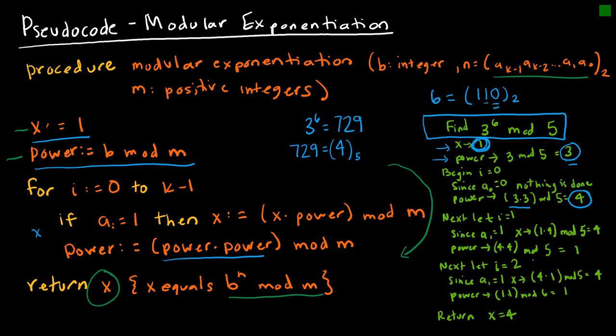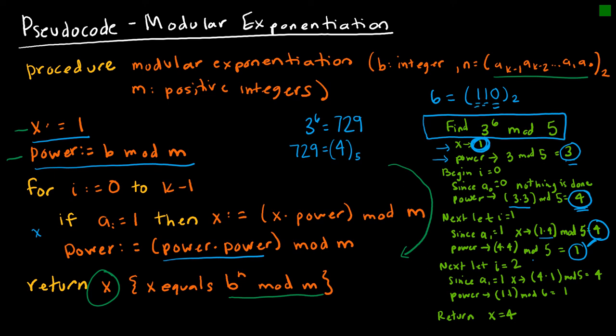So now I look at the next one, and the next one says 1. So since a is 1, x does change. And x is the x that I had before, multiplied by the power, which is 4. So 1 times 4, mod 5, which is 4. So my new x is 4. And then my new power is taking my power times my power, mod 5. So 4 times 4 is 16, mod 5, which is 1. So now I've got 4 and 1 for my x and for my power.